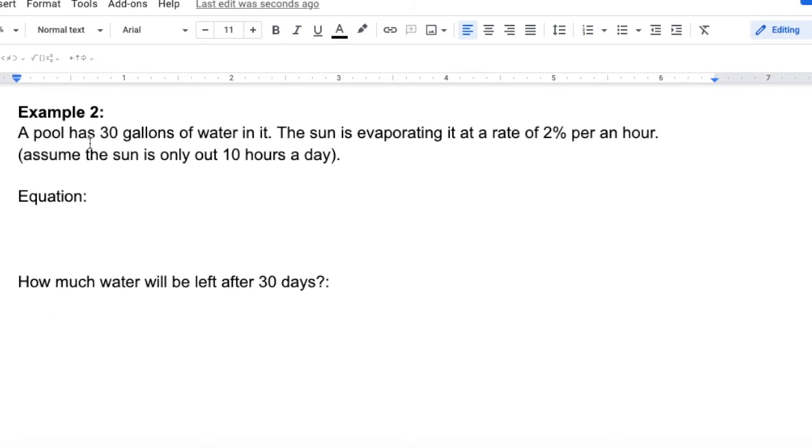Example 2 says the pool has 30 gallons of water in it. The sun is evaporating it at a rate of 2% per an hour. And assume that the sun is only out 10 hours a day. So our equation is that y equals, and what's the starting amount? 30. And what's the multiplier?